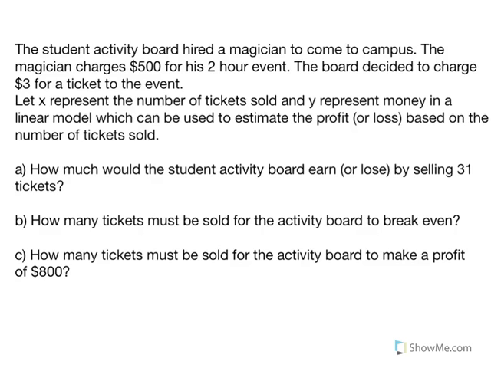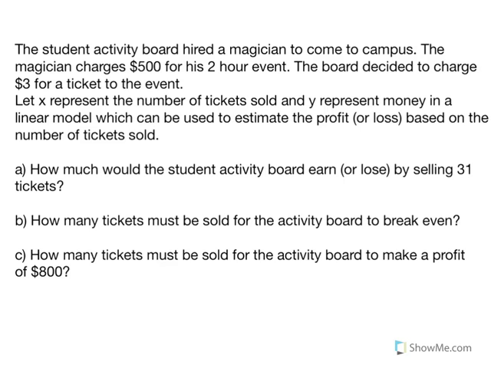The Student Activity Board hired a magician to come to campus. The magician charges $500 for his 2-hour event. I hope he's good. The board decided to charge $3 for a ticket to the event. Let X represent the number of tickets sold and Y represent money in a linear model, which can be used to estimate the profit or loss based on the number of tickets sold.